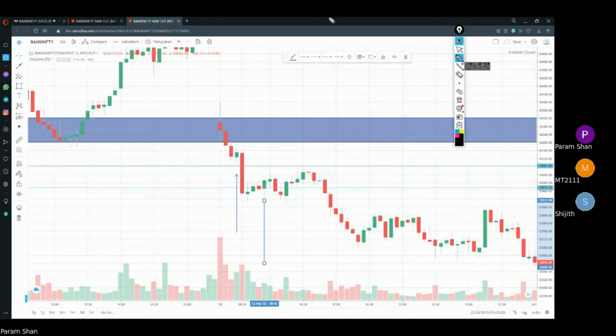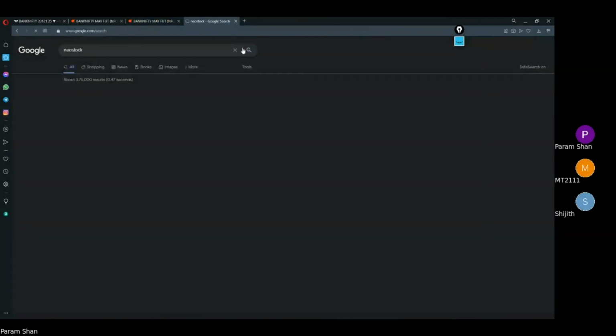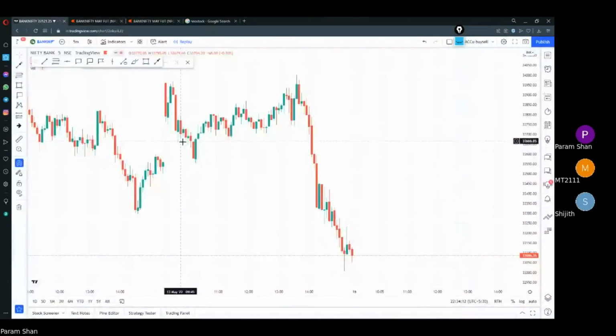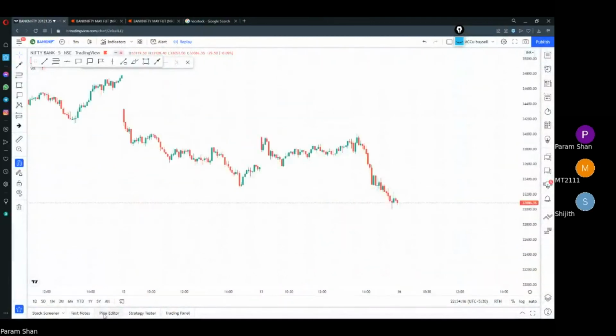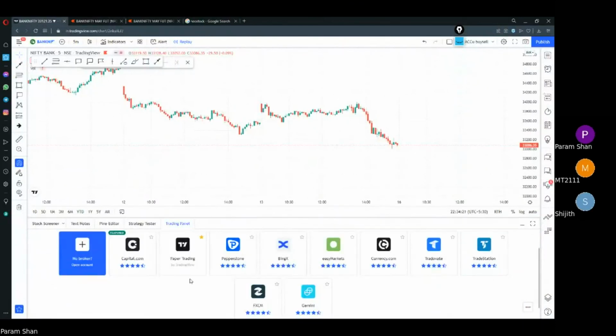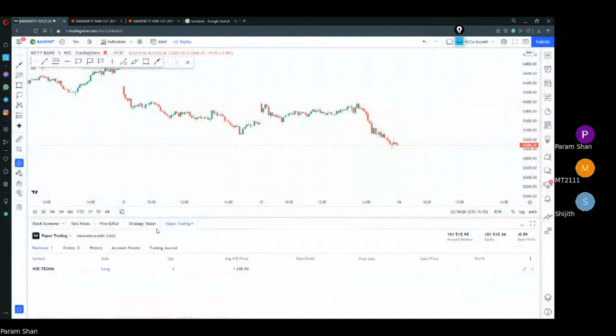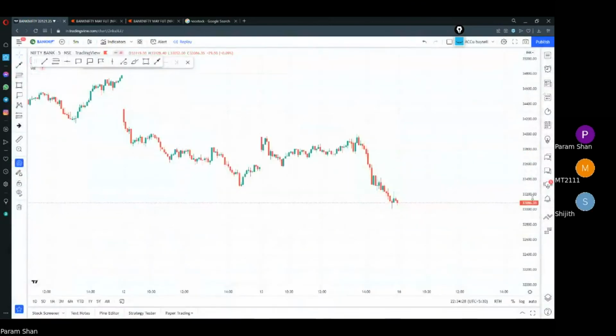There is one website. It's called Neostock. There you can do real-time paper trading, here in Neostock. Whenever I am done with my day, I come here, in paper trading, I connect it to TradingView. So you can put the buy or sell.